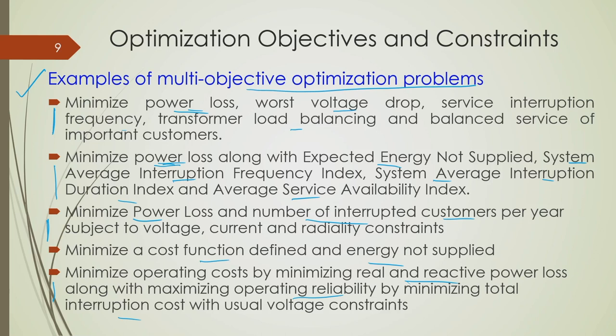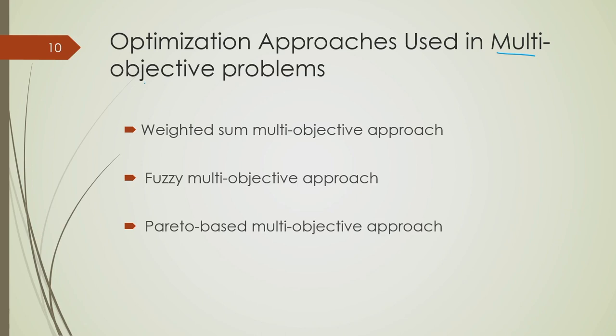You may find other works too, where different objective function formulations and different approaches are used for solving these problems. As you know, in multi-objective optimization problems, we have three different approaches. One is the weighted sum multi-objective optimization approach, which I explained in the last couple of lectures. Another is the fuzzy multi-objective approach, where the concept of fuzzy set theory, or fuzzy membership function, is used. Another is the Pareto based multi-objective approach, which was taught in the last two lectures. These are the traditional ways of handling multi-objective optimization problems.